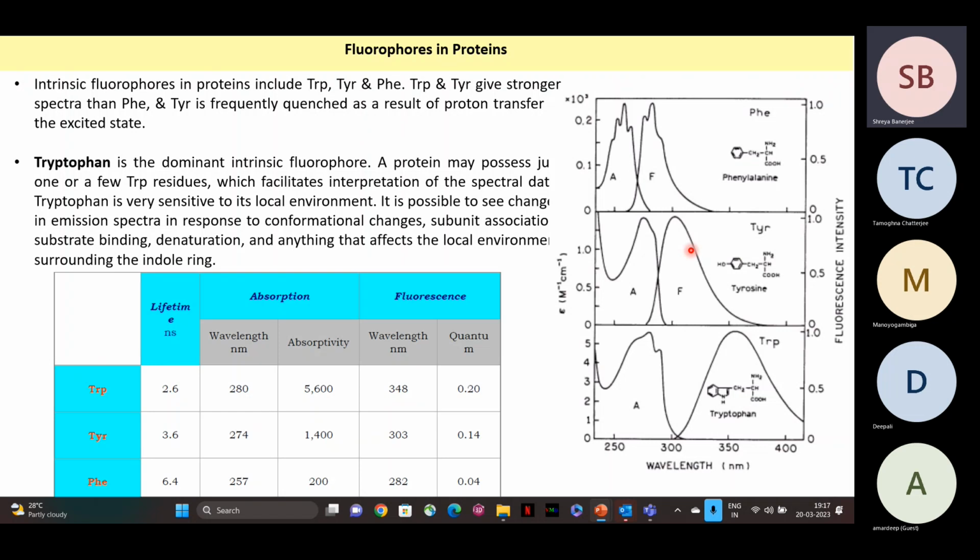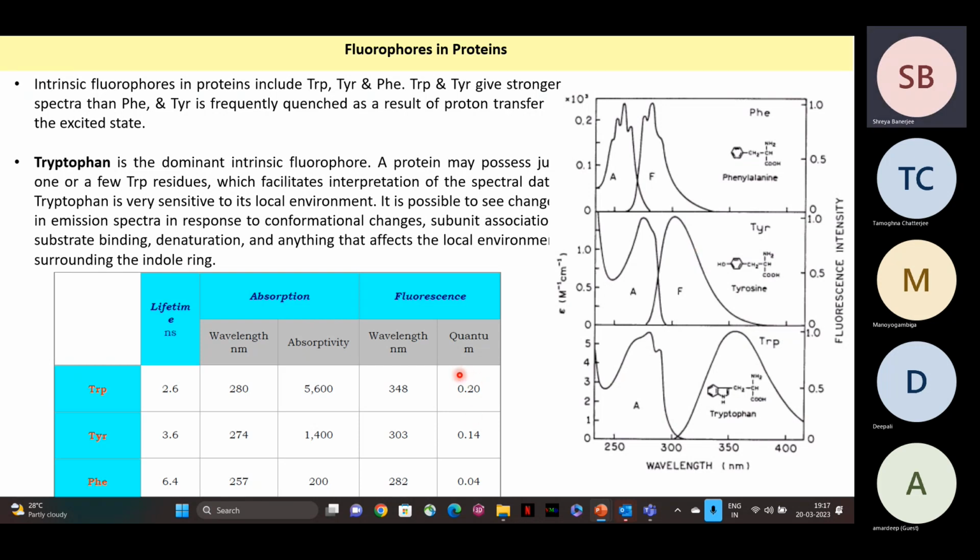Suppose we want to study the mechanism of folding of the protein. If we attach a tryptophan to the protein, from the fluorescence spectra of the tryptophan we can observe what conformational changes are happening in the protein. And from that, we can predict the folding mechanism.